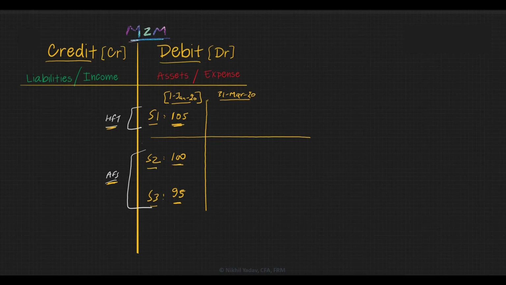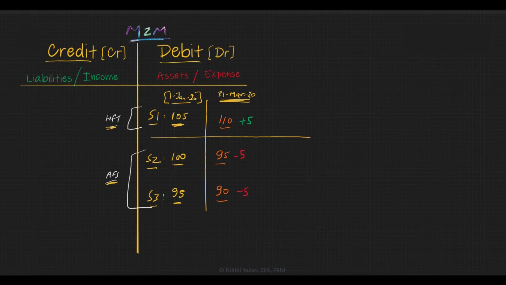Let's say when we are marking to market on 31st March 2020, that is at the end of the year, the market value of these securities at that time is 110, 95 and 90. So these are the market values. When I look at the first security, I see a gain of 5. Whereas for the rest of the two, I see losses of 5.